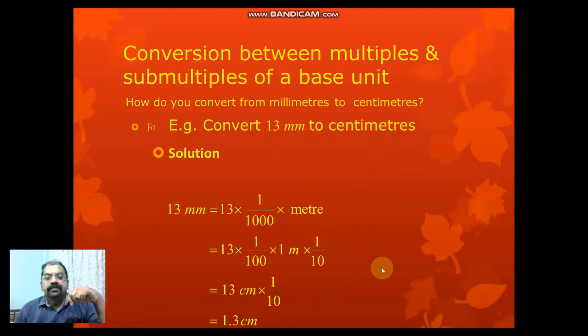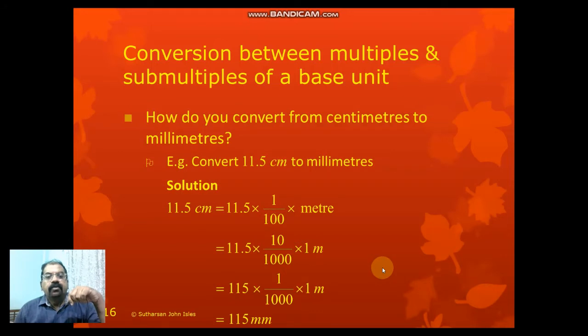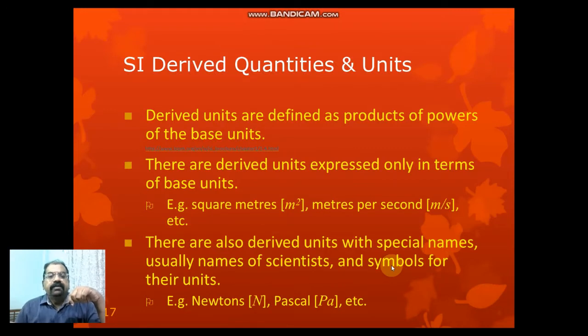You can convert, no issues. How to convert from centimeters to millimeters? Because it's a centimeter and millimeter, you know how many millimeters are in a centimeter. So 1 centimeter is 10 millimeters. Similarly, you can easily calculate. If you want to convert 11.5 centimeters to millimeters, you simply multiply by 10, then you get 115 millimeters. Am I right? Okay.